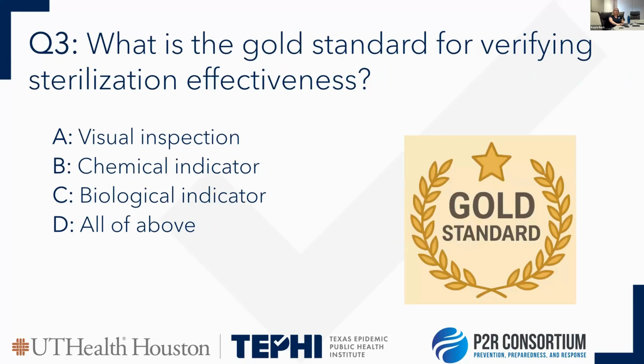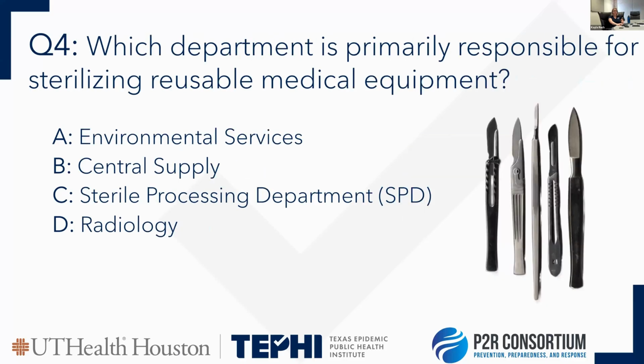Question 3. What is the gold standard of effectiveness in sterilization? Do we do visual inspection? Do we use chemical indicators, biological indicators, or D? That's great. Yes, D, all the above. We want to make sure, and you don't want to rely on just one of those things. As I've mentioned, you want to be looking, inspecting, making sure, and then looking at your chemical and biological indicators.